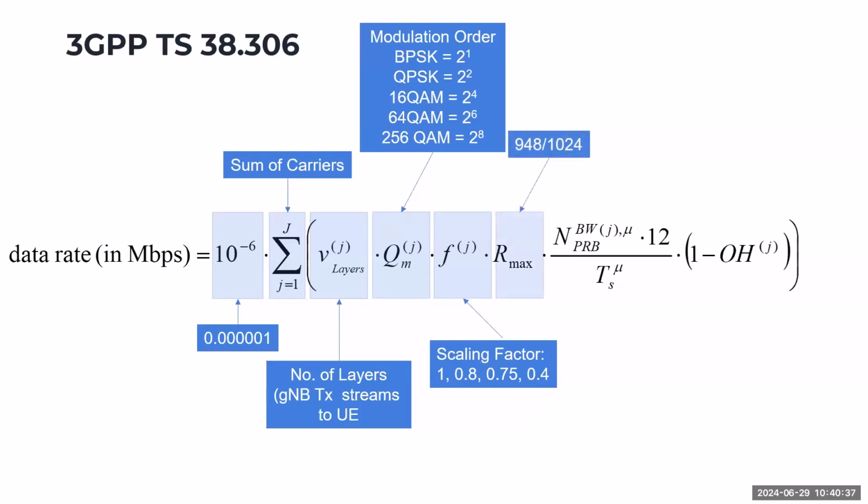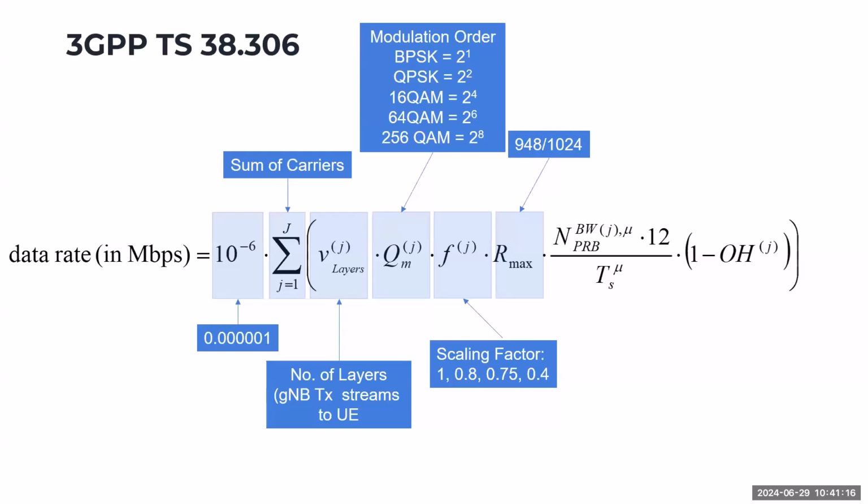Rmax is the maximum coding rate, no? So in this case, 948 out of 1024 bits will be transmitted for data and the remaining 7% will be for redundancy and protection. So this is the maximum coding rate that we can get. 3GPP obtained this based on theoretical calculation first, and then empirical data, meaning from different tests that they conducted.